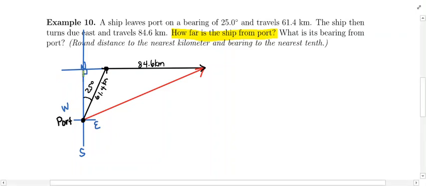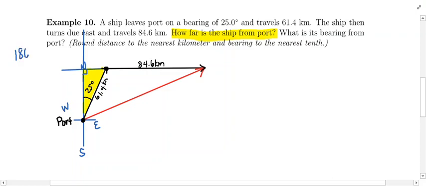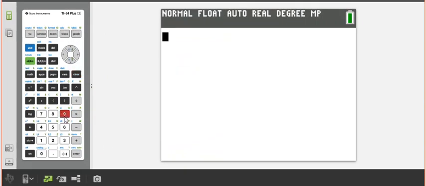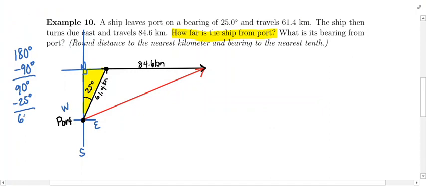So if you look at this particular triangle right here, it is a right triangle. We know there's a 90-degree angle and we know there's a 25-degree angle. So if we do 180 minus 90 degrees, that leaves 90 degrees. And then if we take away 25 degrees, that is going to leave us with what? 90 minus 25 is going to leave us with a 65-degree angle. Okay, so that means the measure of this angle is 65 degrees.